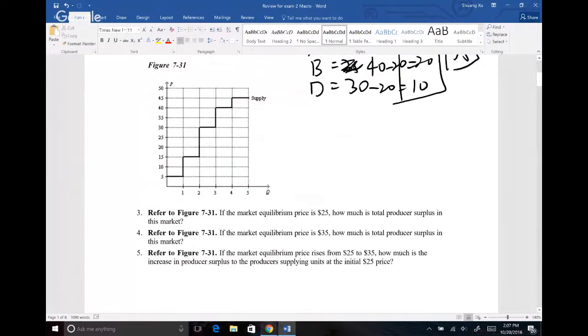Now let's look at the next question. So this is a supply curve, and we're going to do a producer surplus. If the market equilibrium price is 25, how much is our total producer surplus? Now, guys, I think this question is on your test, so it depends on your luck. You might see this on the test too.